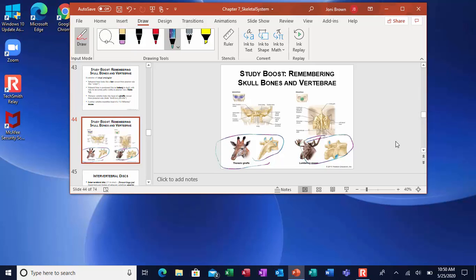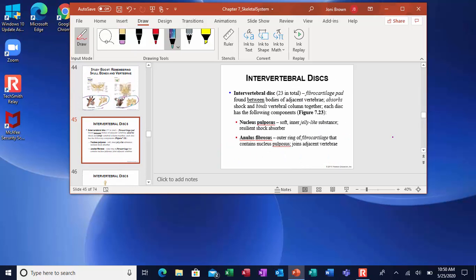Now, one other thing we want to mention is the intervertebral disc. There are 23 discs of fibrocartilage found between the vertebrae, and this is for absorbing shock and helps to bind it together. The disc, you've heard of people having a herniated disc or a ruptured disc or a slipped disc. That's what we're talking about.